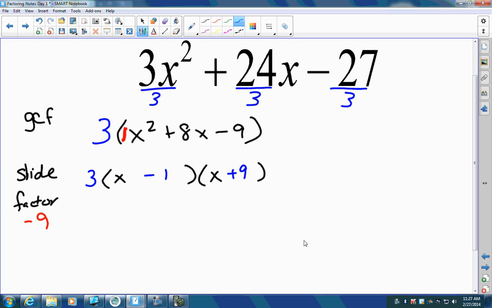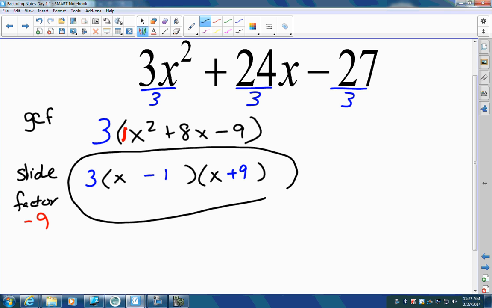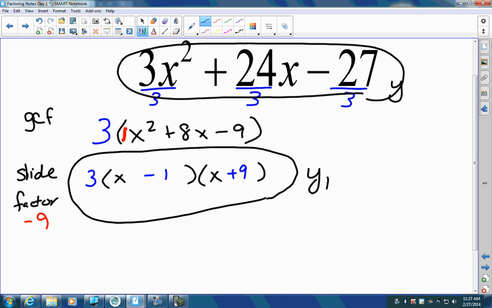Now, did I slide anything? No. So there's nothing to divide by. This is my factored form right here. If you would put this into y1, the original problem into y2, you would see that we were correct.